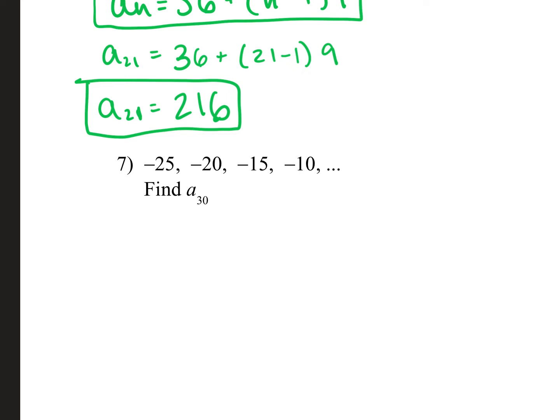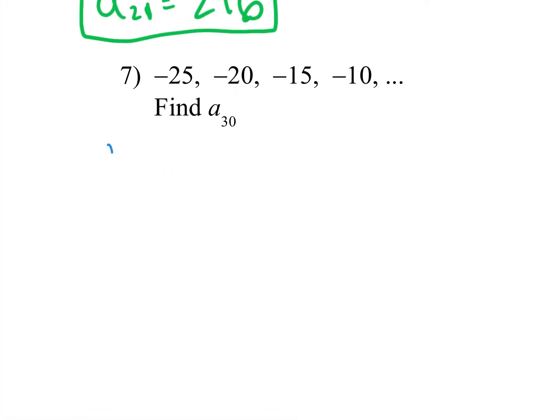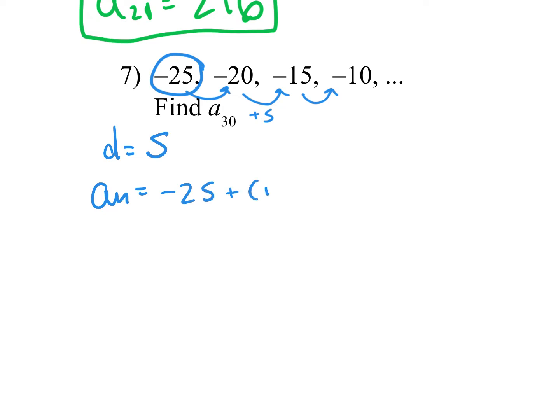All right, let's take a look at number 7. Start with our common difference. What am I adding to get from one number to the next? I'm adding 5. So my common difference would be 5. So then my formula, I start with the first term, which is what? -25 plus n minus 1 times d, which is 5. And then what term is it asking for? 30. So I'm going to plug 30 in for n. So -25 plus 30 minus 1 times 5.